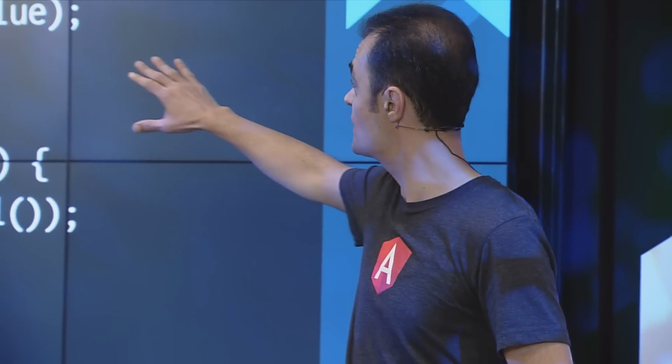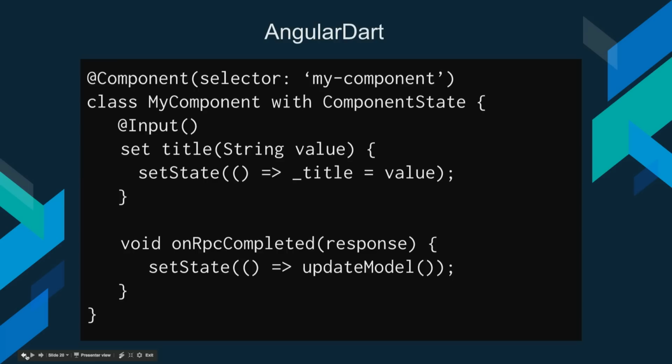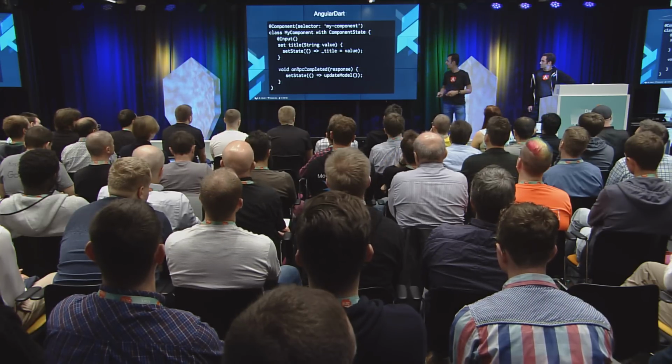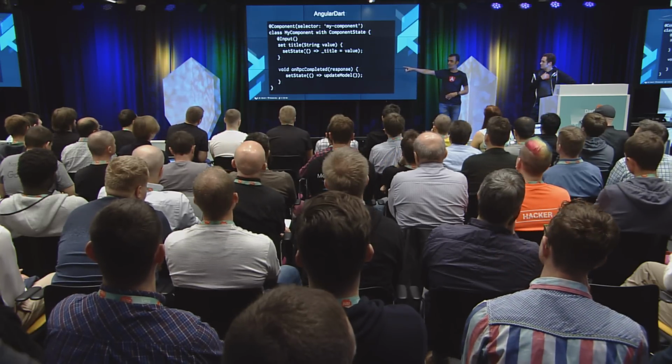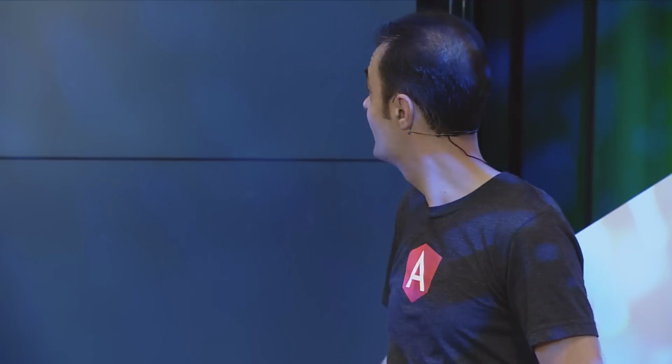So what you do is you do a set state call, and you pass a closure that actually mutates the state. And as soon as you tell Angular set state, it will come back and basically change detect just that component, that single component that changed, and then it will update your templates. And if you have something asynchronous, like your RPC completing, you can do the same thing. You can just say set state and update model.